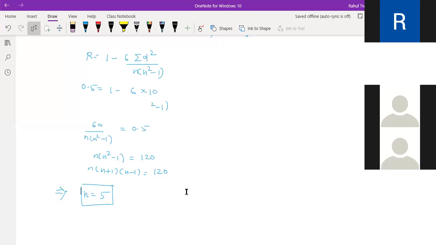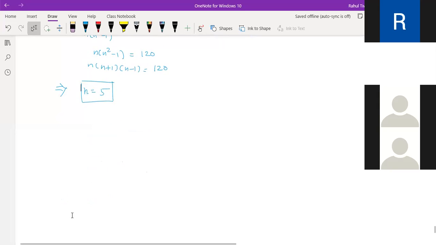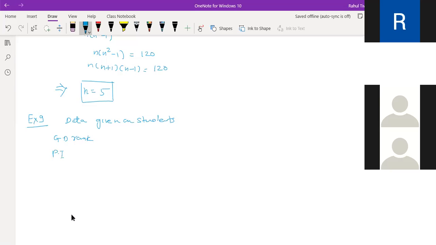So you can try out an example. For example, example number, let's say, 9. Suppose the data given on students. What is the data? The GD rank, the group discussion ranks, are given to me, and PI, meaning personal interview marks, is given to you.